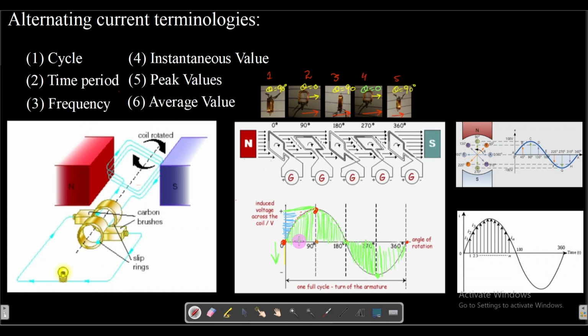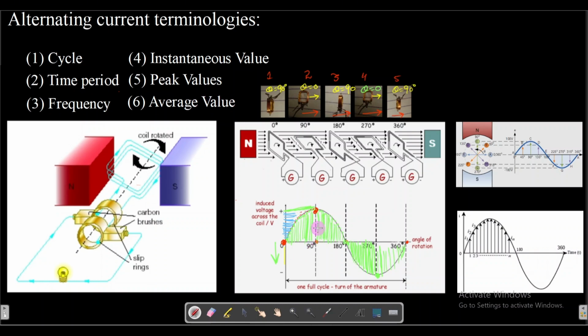For each degree change, the EMF will change. So for each degree there will be a specific EMF value, and that specific EMF value at a specific time or at a specific degree is called the instantaneous value. Okay. Now what is the peak value here?